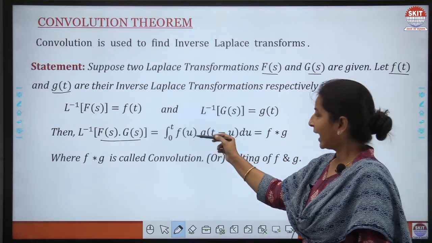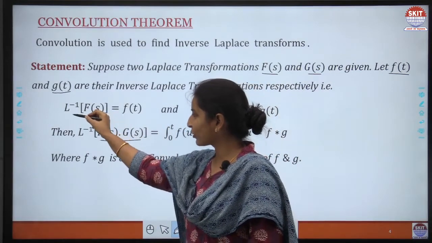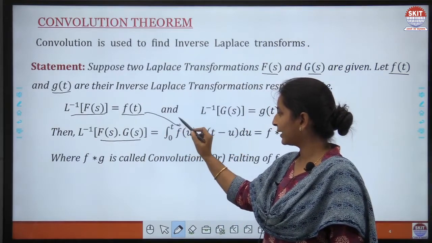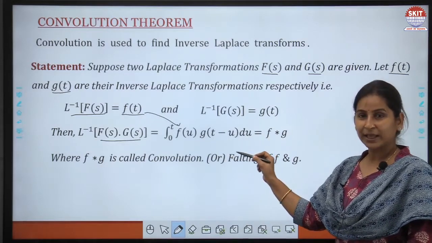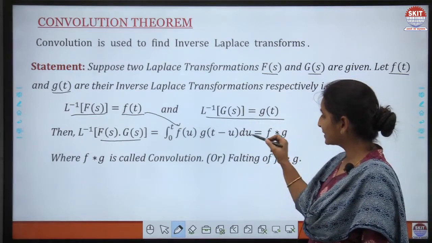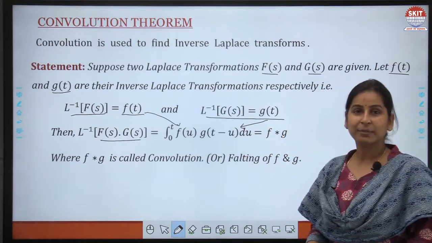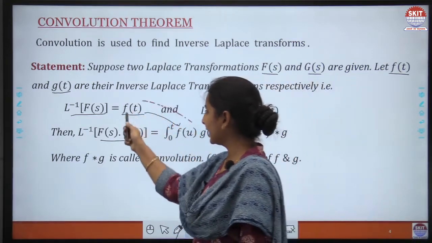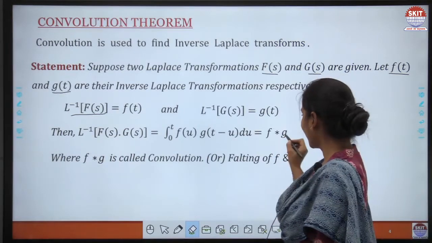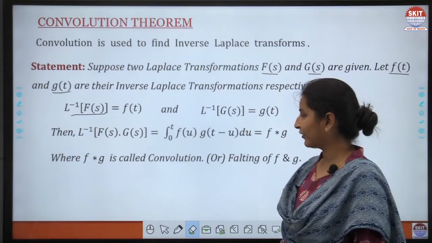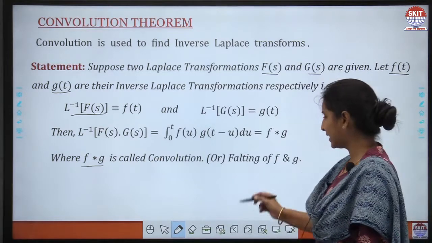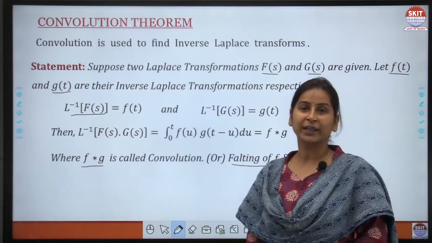Here what is f(u)? f(u) is actually the inverse Laplace of F(s), which is f(t), and in this integral we replace this t by u. Similarly, g(t minus u) is simply the inverse Laplace of this function capital G, and in this integral we have replaced t by t minus u. This integral is again represented as f star g, where f and g are your original functions, and this represents convolution of f and g. So this f star g is known as the convolution of f and g, and we also know that it is the faltung of f and g.